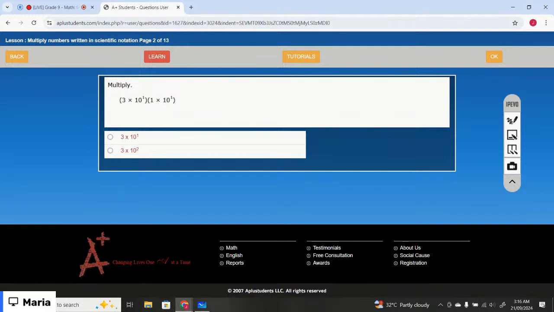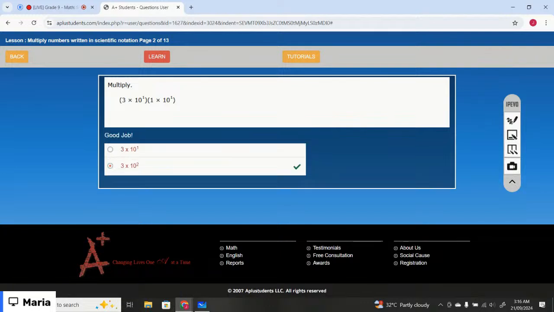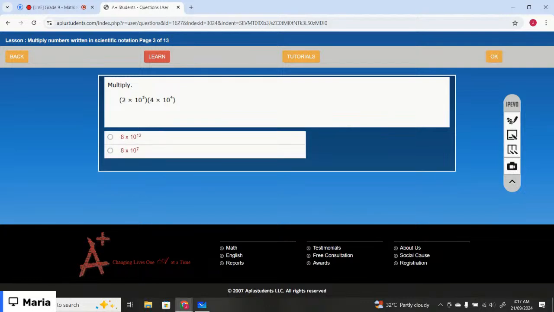The correct option is 3 times 10 exponent 2. Option number 2 is the correct option. You have to multiply 3 times 1 and you need to multiply 10 exponent 1 and 10 exponent 1. Their bases are same, so you need to add their exponents. That is 3 times 10 exponent 2.